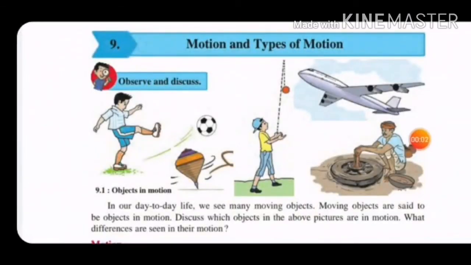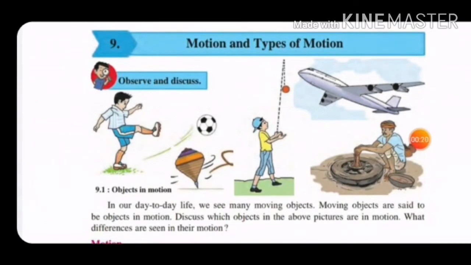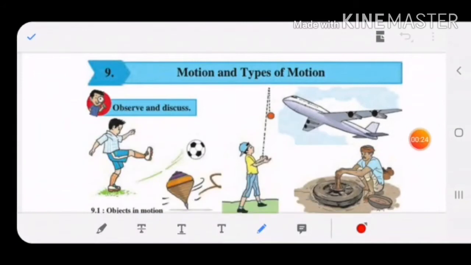Welcome students. Today we are going to start with our ninth chapter of science, that is motion and types of motion. See children, in the picture 9.1 some objects are shown and they are in motion. First of all, in this chapter we are going to learn what is motion, and then we are going to learn one by one its types of motion. So let us start first.